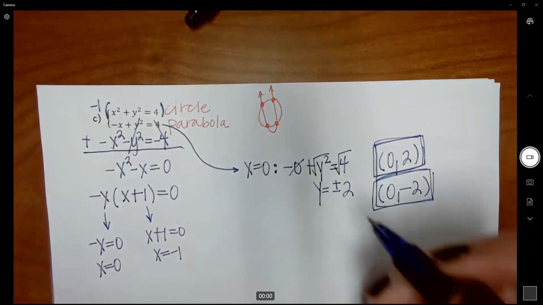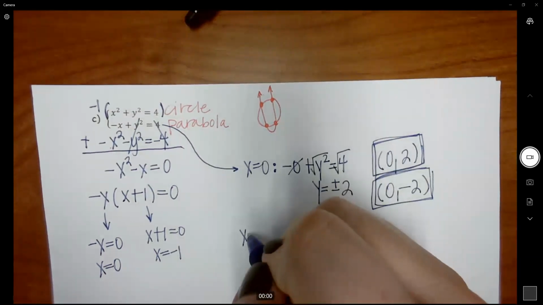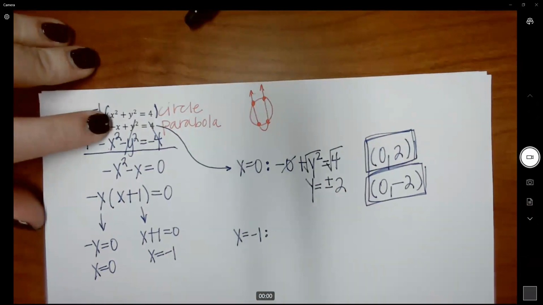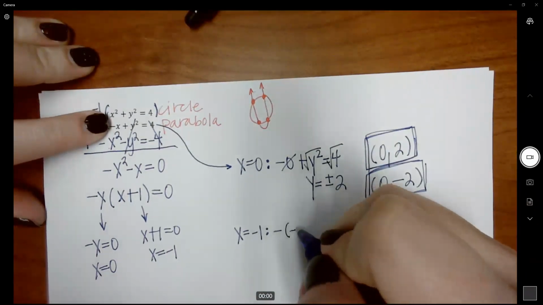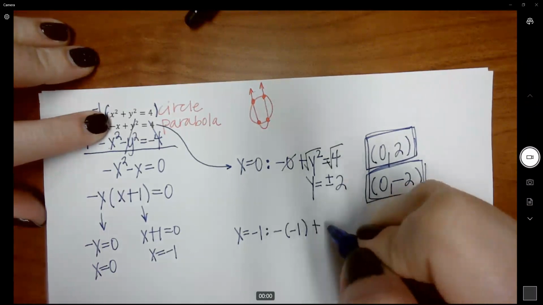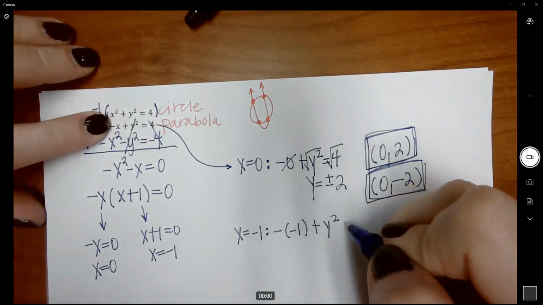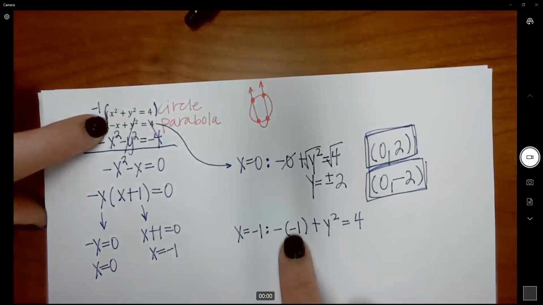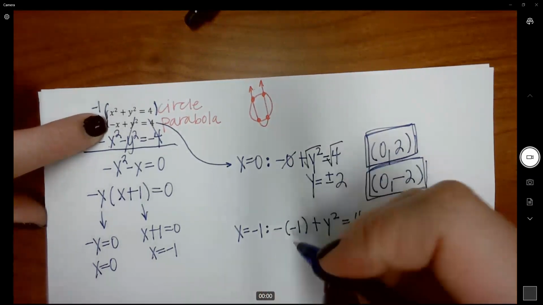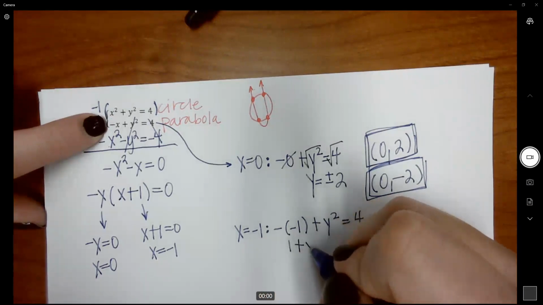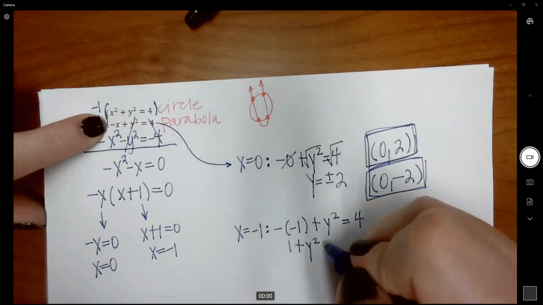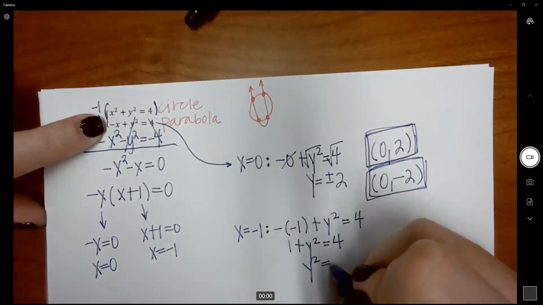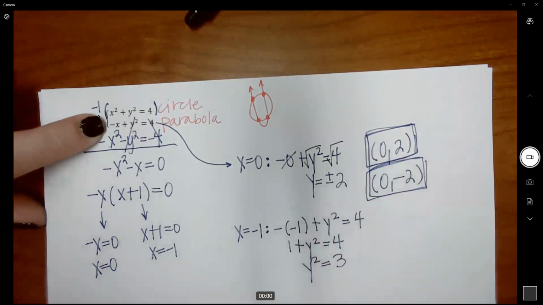Okay, let's do the same thing when x is -1. If I plug it in here, we have -1 plus y squared equals 4, right? This negative from this one, negative on the inside because that's what I'm plugging in. So this is 1 plus y squared equals 4. Subtract your 1. Y squared equals 3.